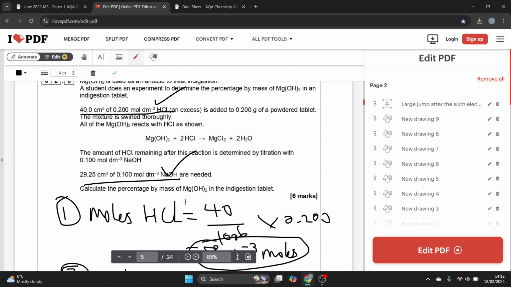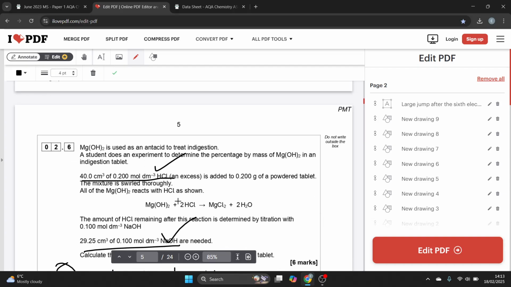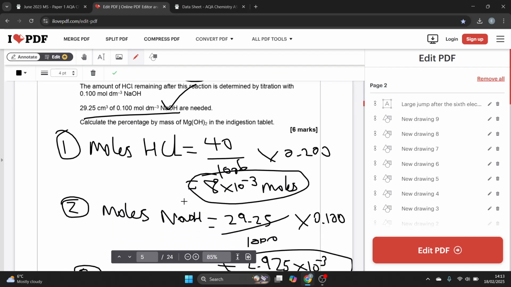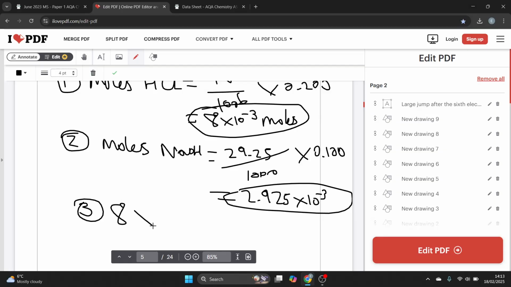The amount of HCl remaining is determined by titration. So what I need to do is find the moles of HCl remaining, which is just going to be 8 times 10 to the power minus 3 minus 2.925 times 10 to the power minus 3.